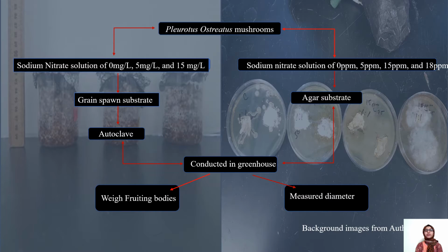For the development of oyster mushrooms, two experiments were conducted. One was set up in grain spawn substrate and in 0 mg per liter, 5 mg per liter, and 15 mg per liter sodium nitrate concentration. However, for the second experiment, agar as a substrate was utilized, and 0 ppm, 5 ppm, 15 ppm, and 18 ppm sodium nitrate concentrations were used. The grain spawn experiment was sterilized in an autoclave. On the other hand, the sterilization process was not applied in the agar substrate experiment.